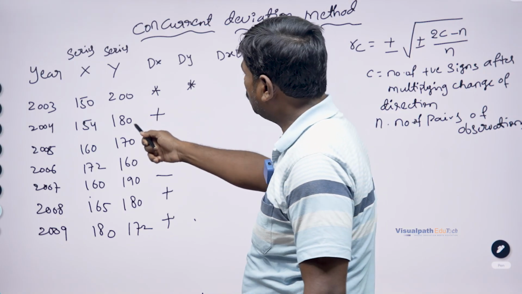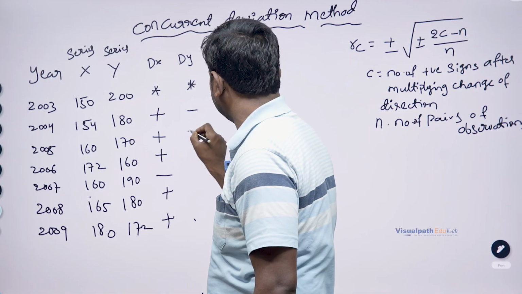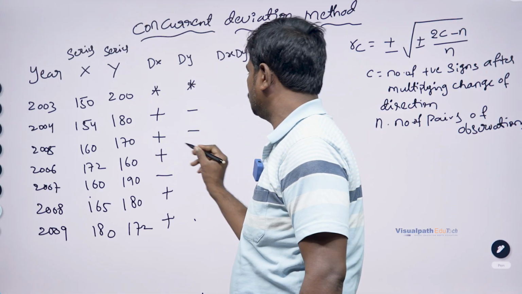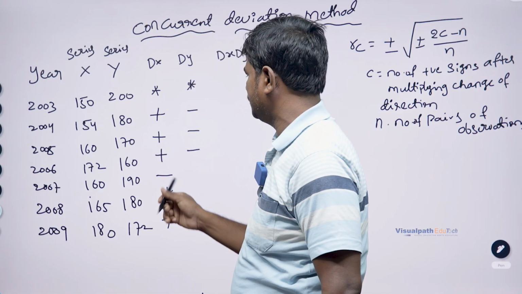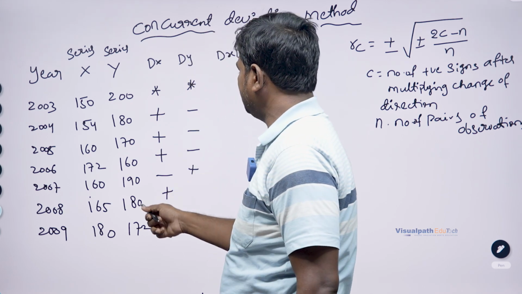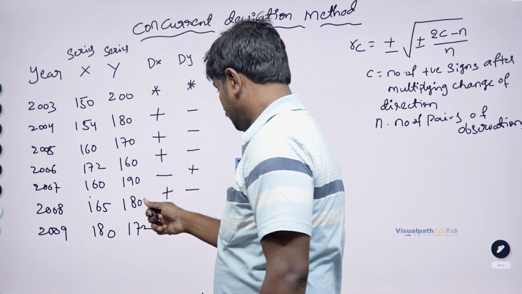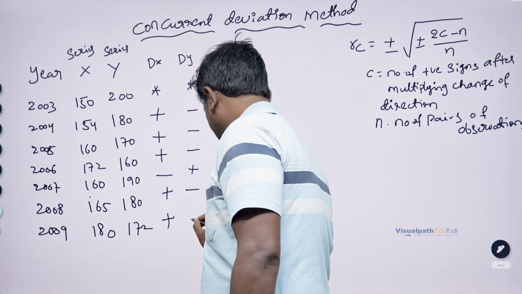Then 200 to 180, it is decreased. Then 180 to 170, again it's decreased from the past year. 170 to 160, again it decreased from the past year. 160 to 190, it's increased. Then 190 to 180, again it's decreased. 180 to 172, again it's decreased.